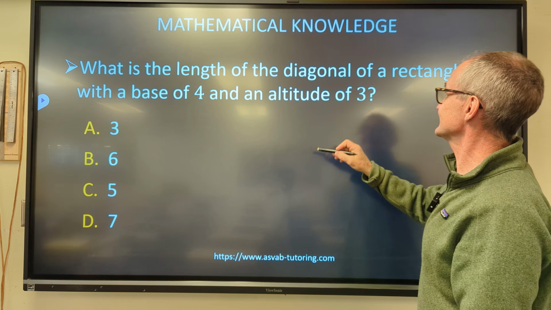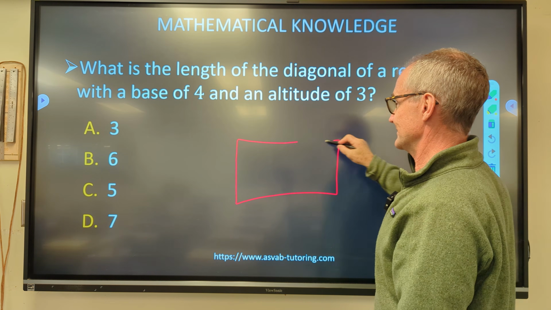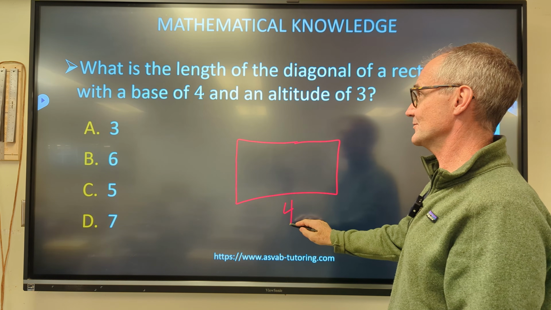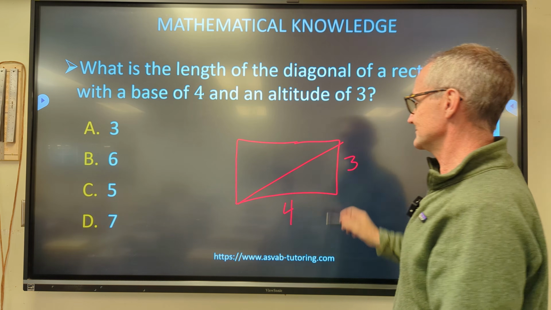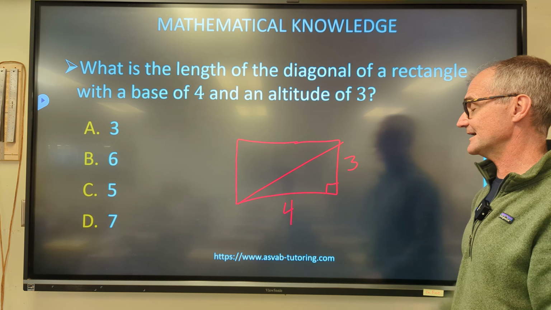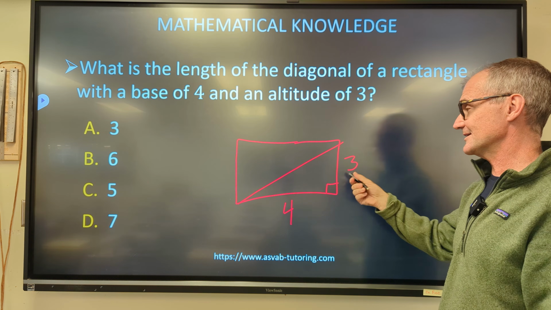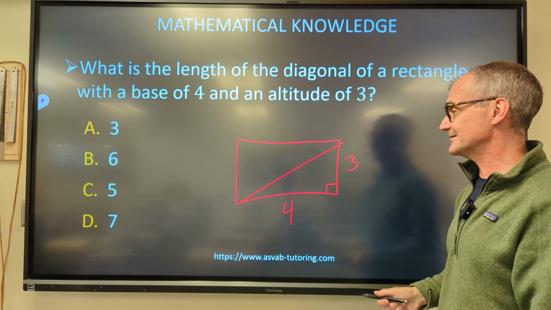What is the length of the diagonal of a rectangle? So let me turn that sentence into a picture with a base of 4 and an altitude of 3. There's that diagonal. Definition of a rectangle is right angles. So I have a right triangle where I have one leg, the other leg. I'm looking for a hypotenuse. I have to use the Pythagorean theorem.